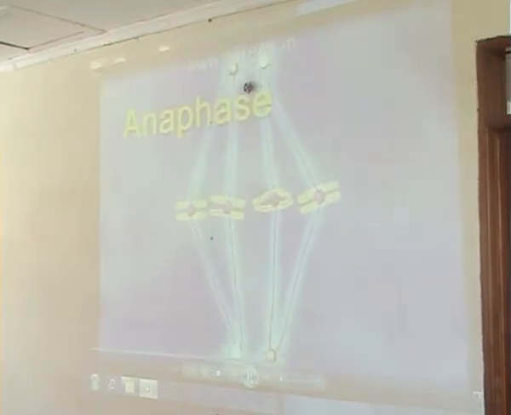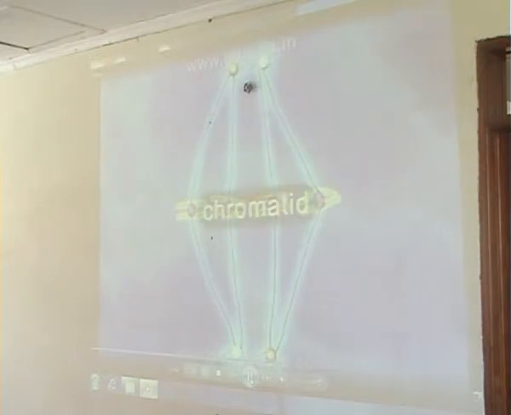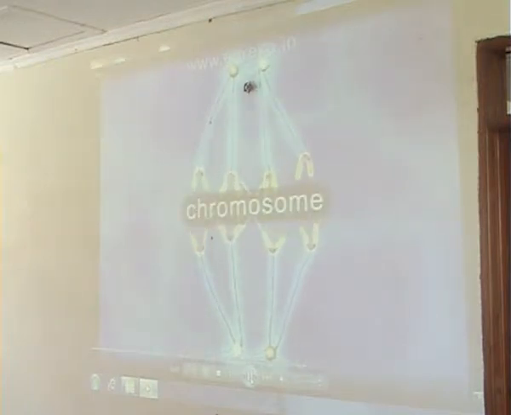Anaphase. Due to the contraction of the spindle fiber, each chromatid migrates towards its own pole. Now each chromatid is known as a chromosome.